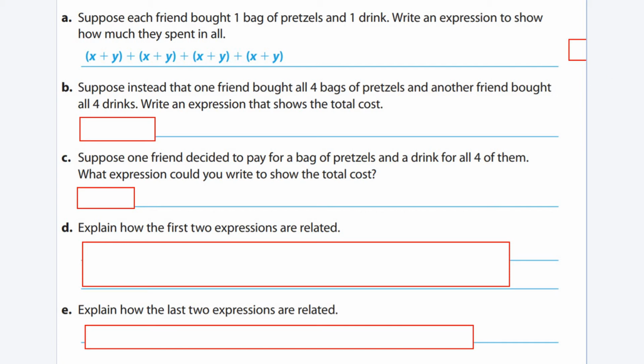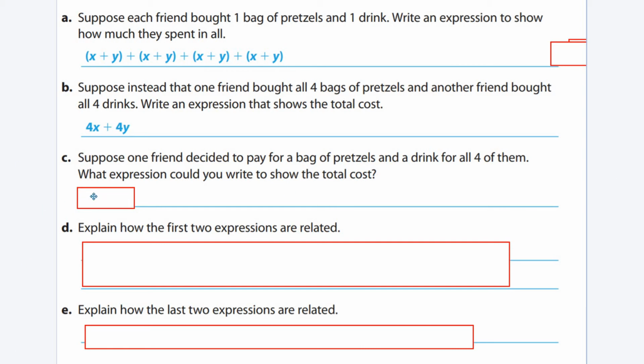Let's look at question B. Suppose instead of that, one friend bought all 4 bags of pretzels, and another friend bought all 4 drinks. Write an expression that shows the total cost. Hopefully you got this: 4x plus 4y. Because the x stands for the bag of pretzels, and one person bought all 4 of them, so whatever that value is, you multiply by 4. And then you would add the 4 drinks that he bought. Okay? We will make that connection very, very soon with those 2.